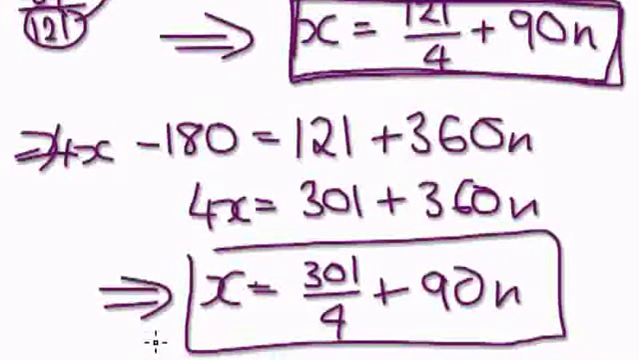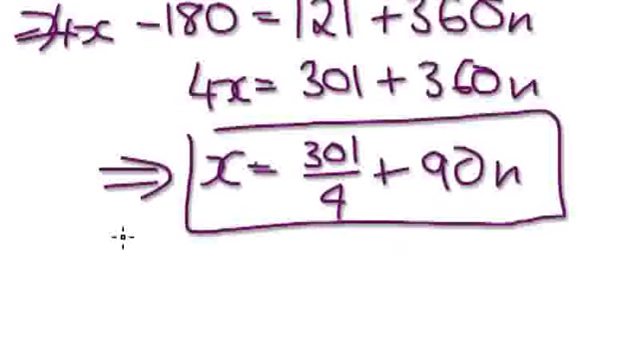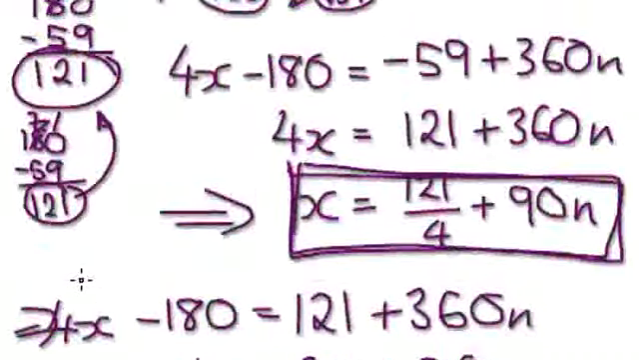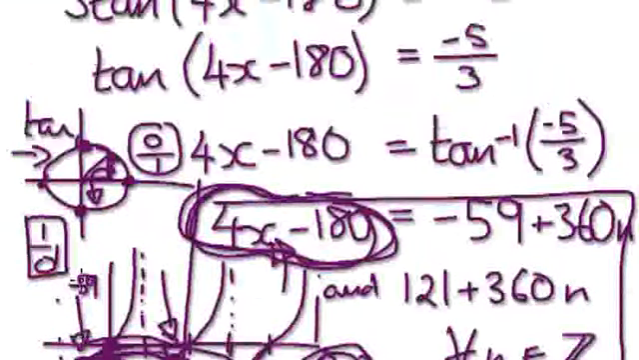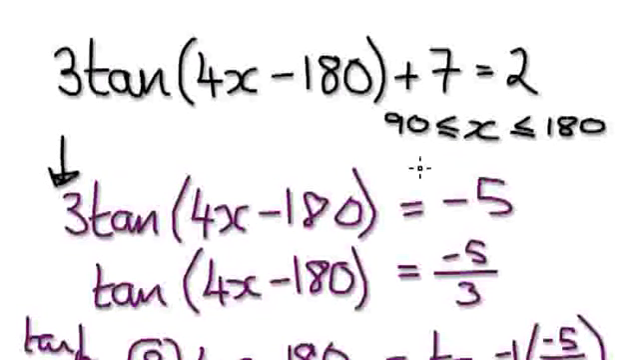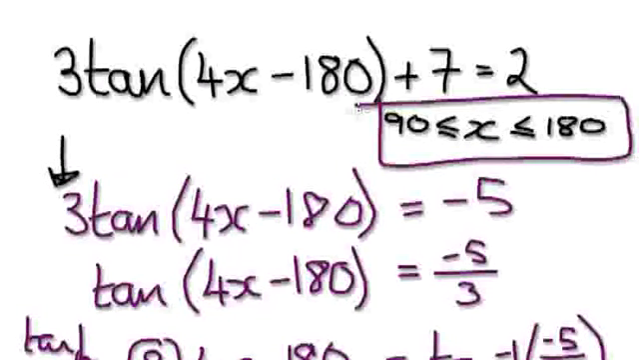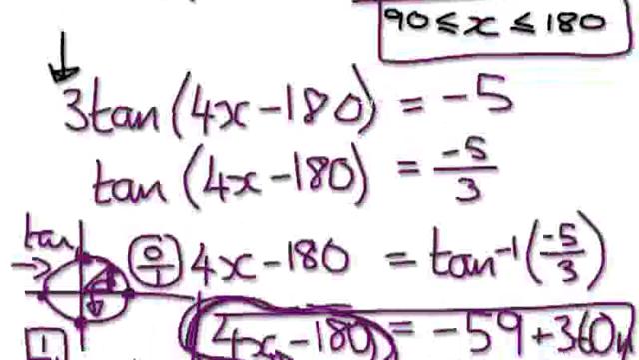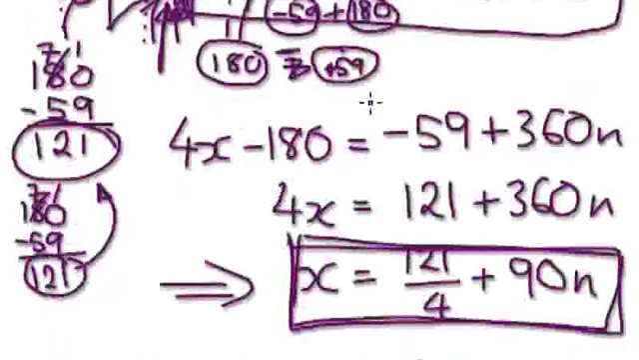But now we need to take the range into account. We want x so that x is between, what was it? I need to go up and have a look. Hang on, between what? x has to be in between 90 and 180. So 90 and 180. Hang on.